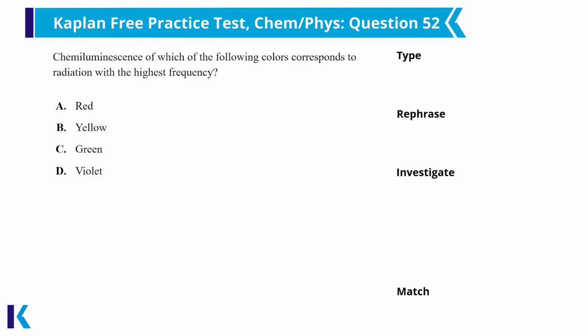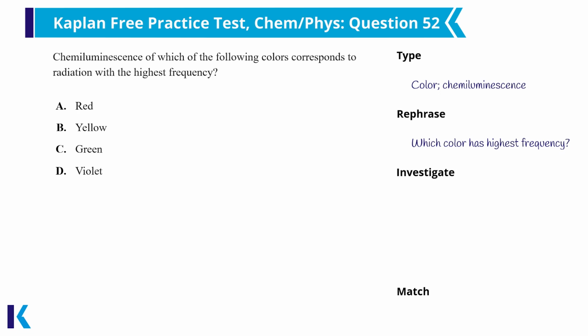When looking at question 52, the thing that immediately stands out are those answer choices. They're all colors. The question stem mentions chemiluminescence, so it's possible this is a passage-based question, though I'm not sure. Reading the question more closely, it doesn't actually require passage information at all. It's just asking which color in the answer choices has the highest frequency, so this is a pseudo-discrete question.